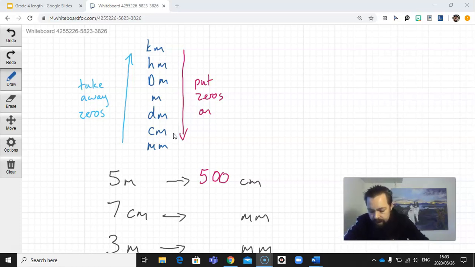Let's have a look at centimeters. All right, so for 7 centimeters, we're going to millimeters. Well, that is centimeters, that's millimeters, so we're going this way, so we're going to put zeros on. We went 1 level down, so we're going to put 1 zero on the end. So that looks more like a 6 than a 0. So we've got 70 millimeters.